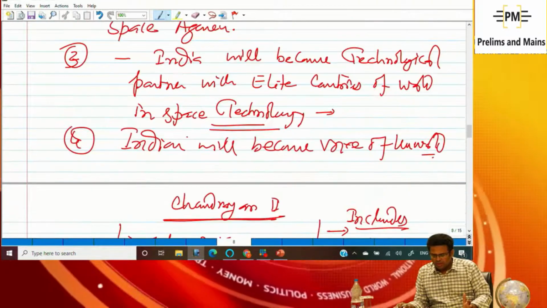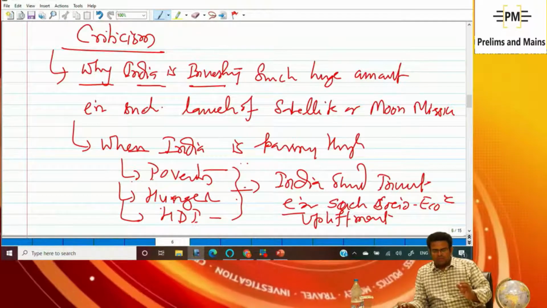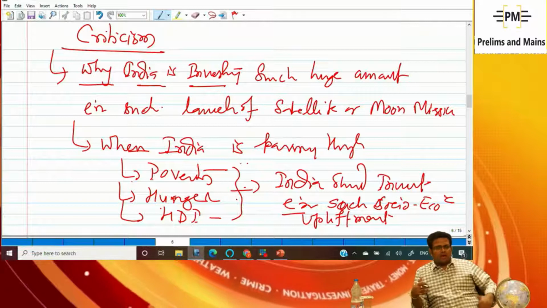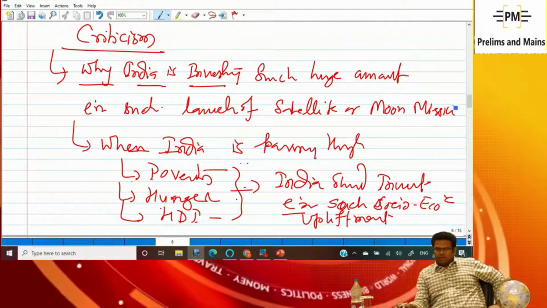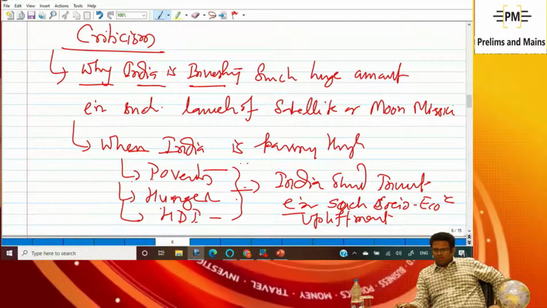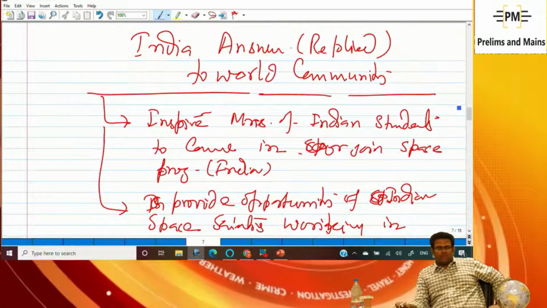In the Chandrayaan 1, what we have seen, they have raised the question about India's criticism, why India is investing and all. So it can be for the Mangalyaan also. The answer will be poverty, hunger, HDI is so much low. India should work on the socio-economic development instead of investing.